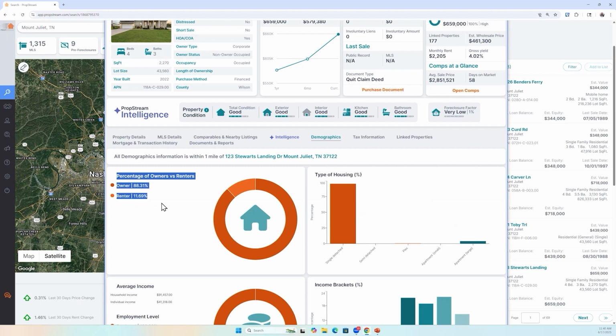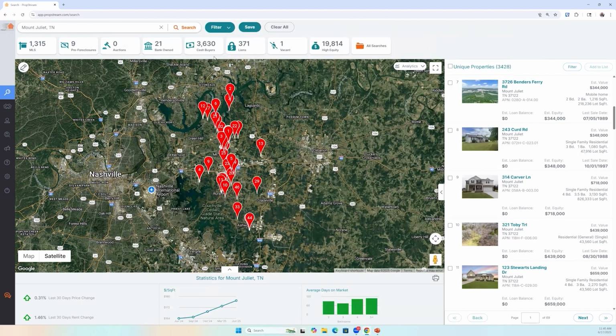This is terrific. Now, can you help me in the same area find a property, just because this one looks like it's a flipped property?